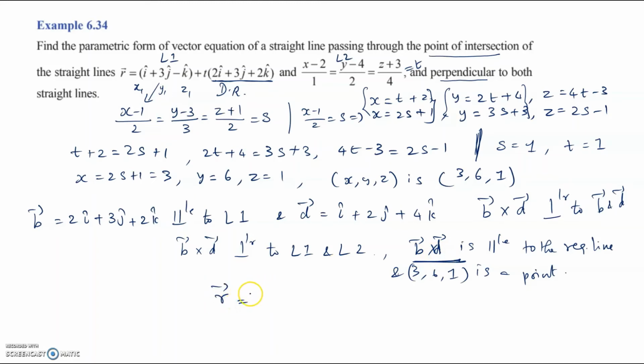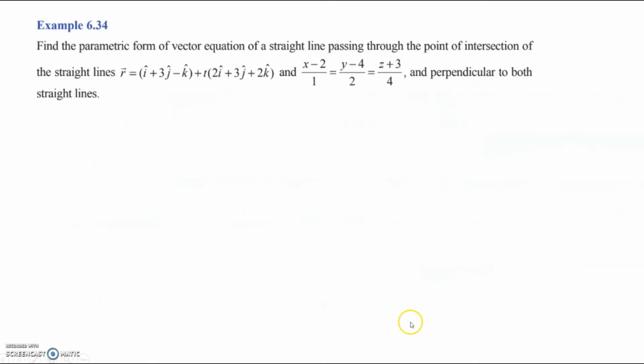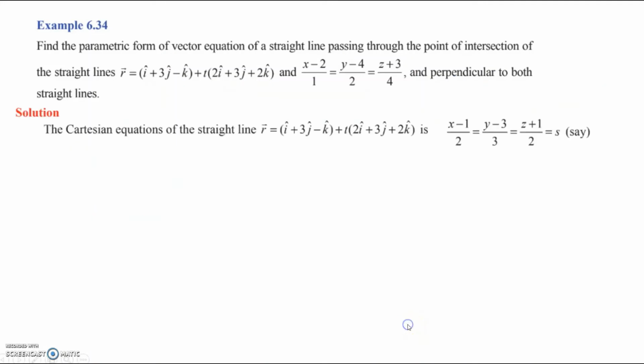Then we can write our required equation, as this is our point: 3i cap plus 6j cap plus k cap, plus we can use a scalar m multiplied by the cross product of B and D. This will be the required line. So it's just to give you an overview of what we're going to do. Now let's actually solve the problem. Okay, now let's go ahead and solve the problem.